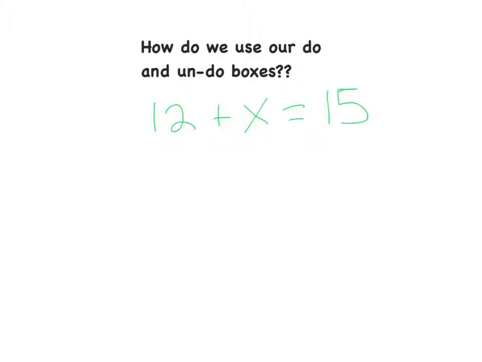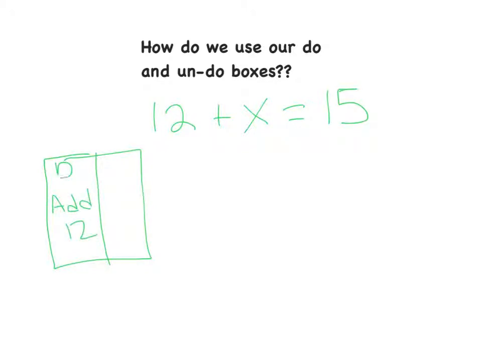So if we do our do and undo box, we have adding 12 in the do column, and in the undo column, we would subtract 12. Okay? So what that means is currently we are adding 12. To undo that, we would subtract 12. So let's look and see how we would solve this equation.